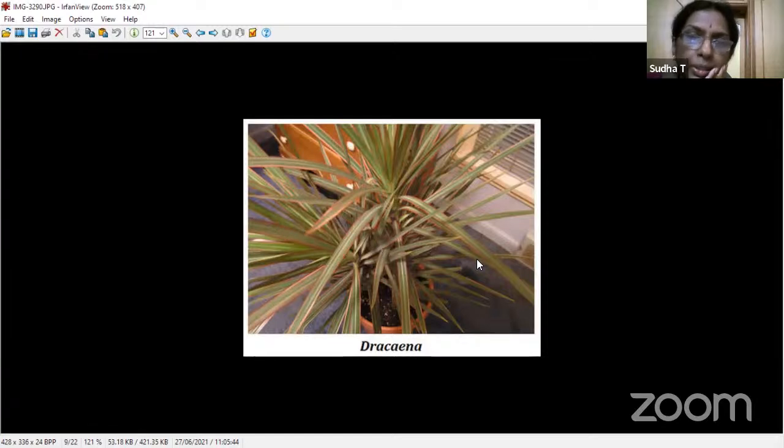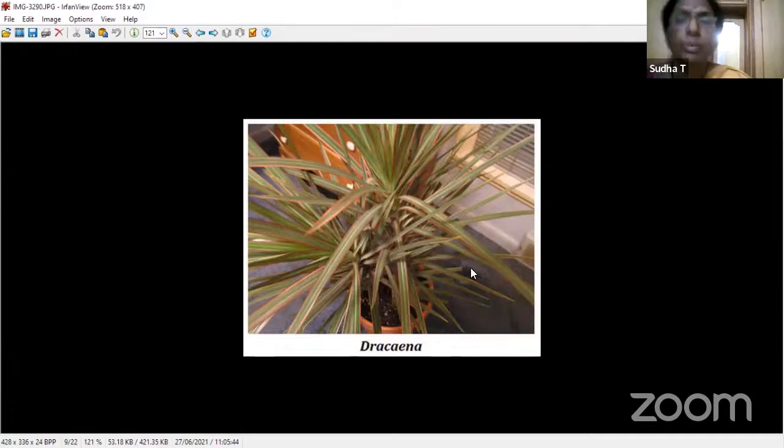We call it pencil Dracaena. We grow it in pots as well. Okay, so the interesting point is that Dracaena is a monocot member. Even in the class, I told you this is a monocot member, as the vascular bundles of monocot members are devoid of cambium. There is no secondary growth at all in monocots.